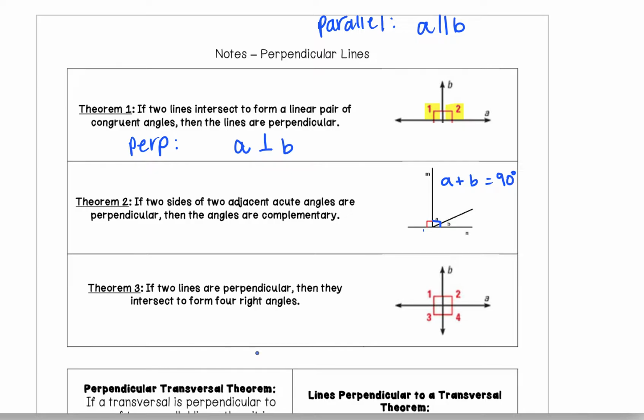And in Theorem 3, it says if two lines are perpendicular, then they intersect to form four right angles. So if we were given that line A and line B are perpendicular, then we would know that all four of these angles are 90 degrees. So the measure of angle 1 would equal 90 degrees, and you could say it for angle 2, angle 3, and angle 4.